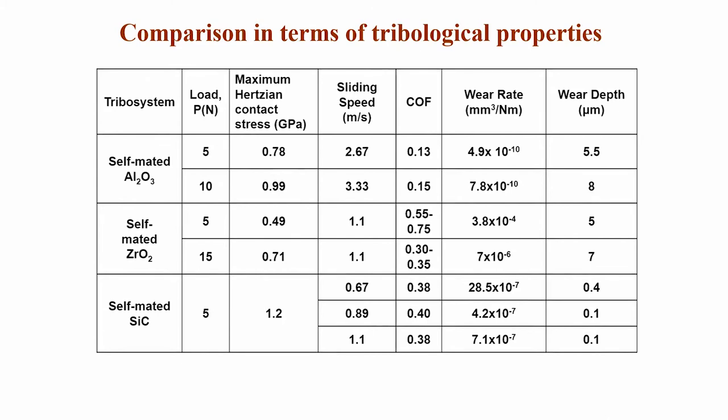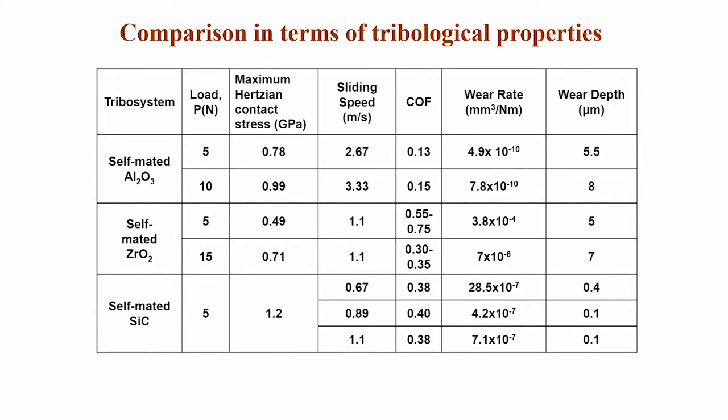Now, if we compare, this is fairly an important slide, so let us spend some time comparing the numbers placed in this slide. In the last two lectures we have seen self-mated alumina and self-mated zirconia. In this lecture I have described the wear behavior of self-mated silicon carbide. Now, if you want to be extremely fair in making this comparison, it is important to fix the load because the load is varied in these three studies, but one load is common for alumina, zirconia and silicon carbide, that is 5 Newton load. And a 5 Newton load, depending on the elastic modulus of the materials, leads to a difference in the Hertzian contact stress.